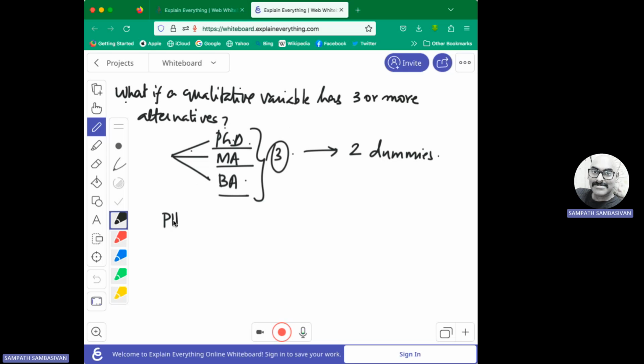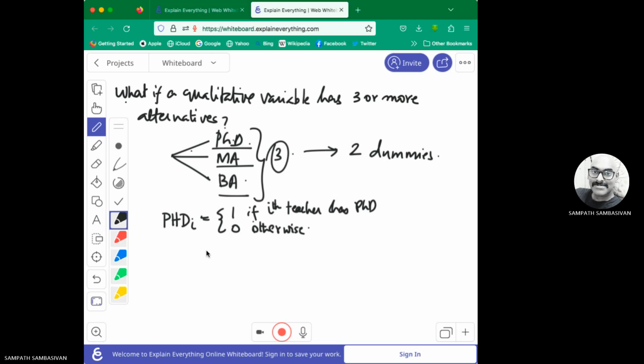One dummy variable is defined as PhD_i, which is defined in this manner. PhD_i would take a value 1 if the ith teacher has a PhD degree, and 0 otherwise. That is, if the teacher doesn't have a PhD degree.